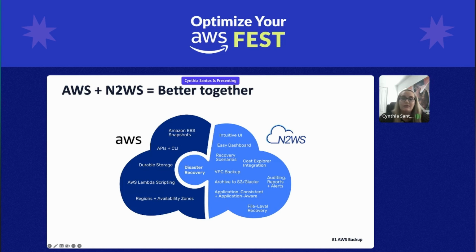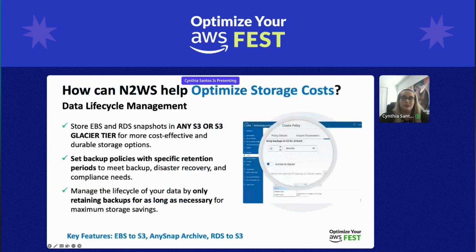N2WS is a cloud-native backup and DR solution. It's very easy to deploy, it's very easy to manage, and has great features like file-level recovery, cost exploring, reporting, VPC backup, and so much more. I wish we had enough time to do a demo because it can really help with this optimization effort by giving you an easy way to back up your data and to do disaster recovery for multiple AWS resources.